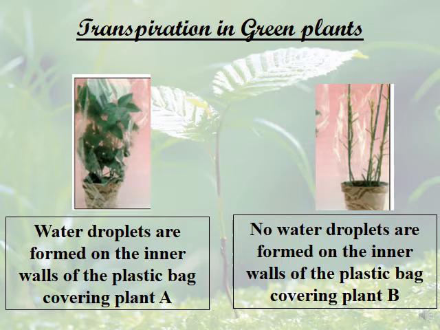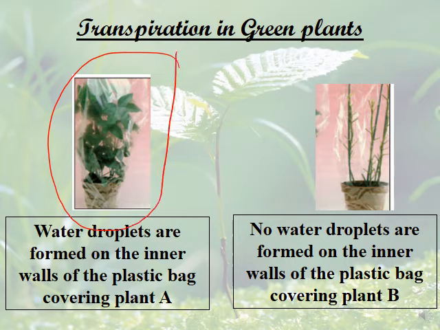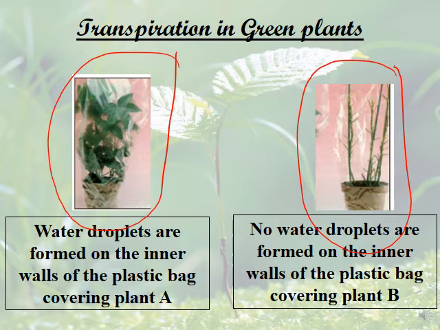In this experiment, we have plant A and plant B. In plant A, we have a plant that is covered by a plastic bag. This plastic bag is transparent as shown in this experiment, while in plant B, we also have a plant that's covered by a plastic bag, and it also allows the sunlight to pass through it, and all the conditions are available for both plants.